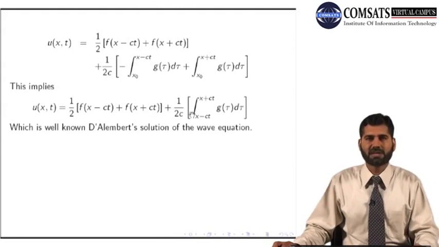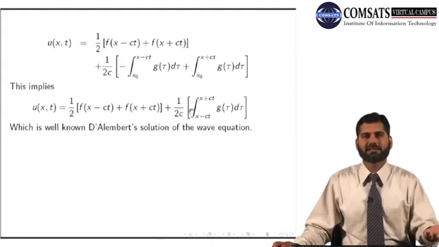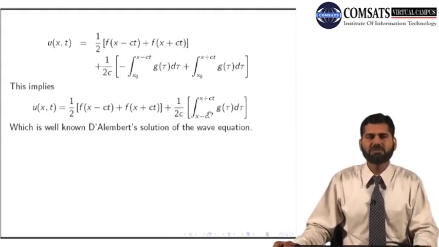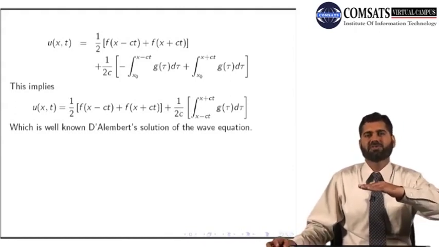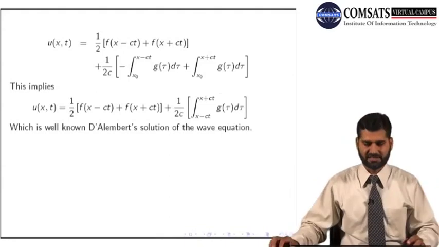So one of them has to be non-zero to get the non-trivial solution. If f and g both are equal to 0, then 0 is the solution. Alright, then nothing is happening to the string. It will stay at rest. That's it.